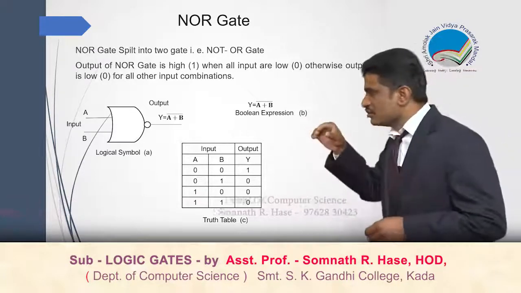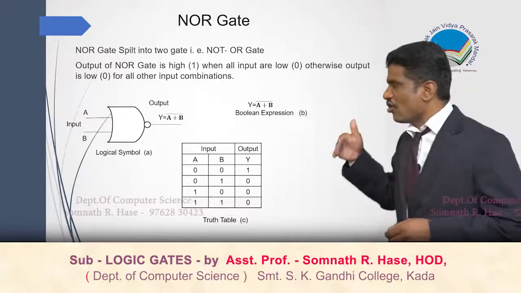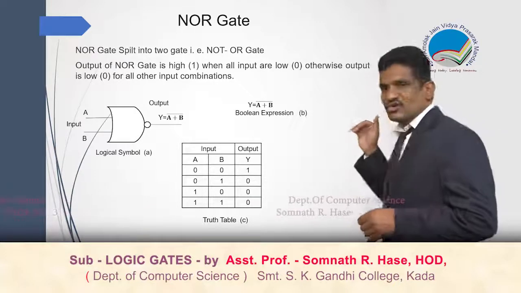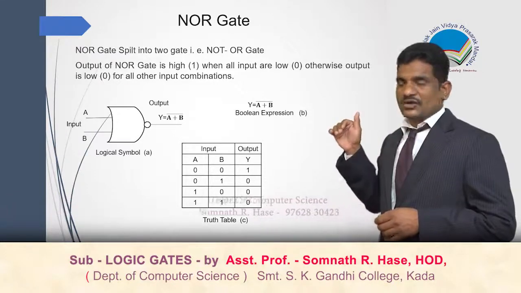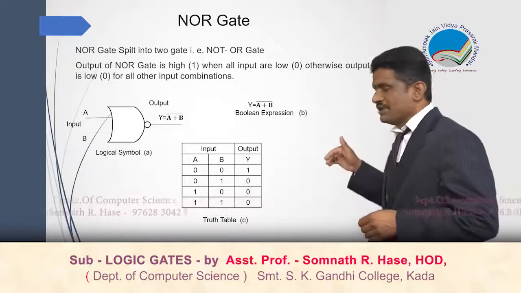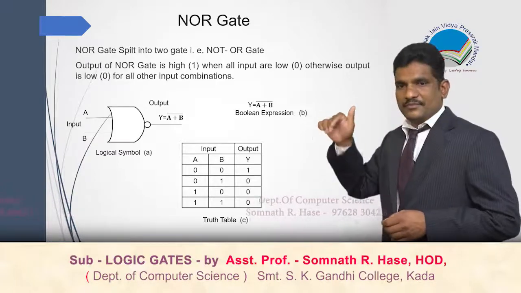So that is, when both the inputs A and B are 0, then the output is 1. In all other cases, the output is 0. So this is the logical symbol of a NAND gate. Next, the logical symbol of the NOR gate. Here, for inputs A and B, the output is y equal to A NOR B.